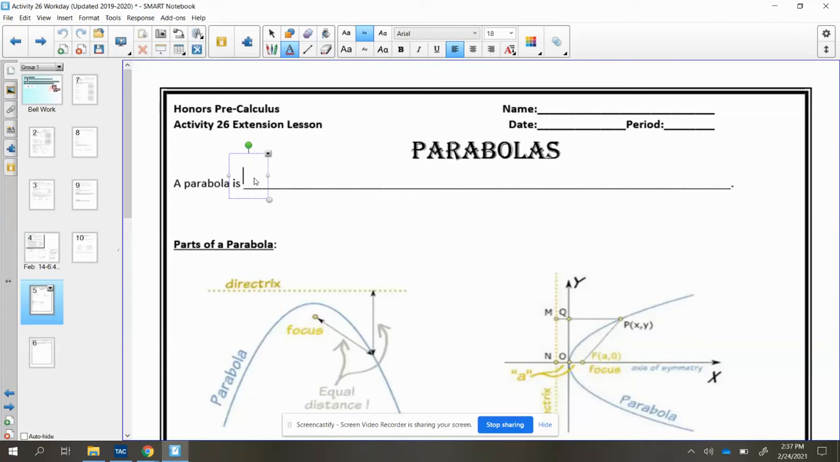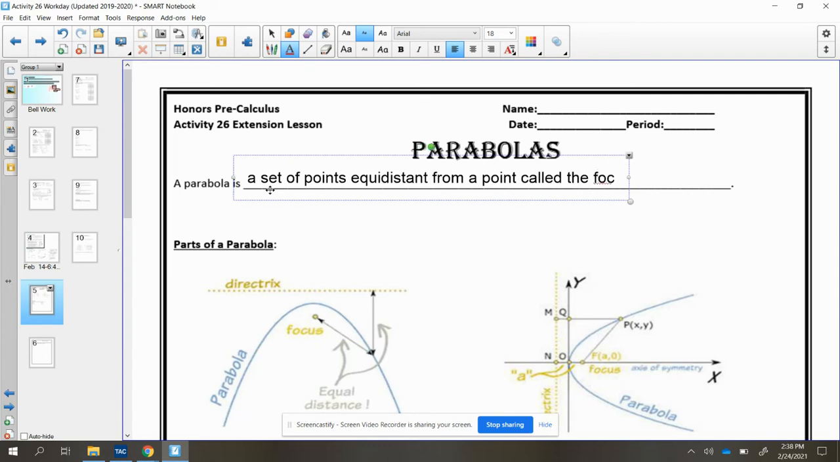Hi everyone, today we are going to finish up talking about activity 26 and parabolas with a little extra examples about them. Reminder, a parabola is a set of points that are equidistant from a point called the focus and a line called the directrix.